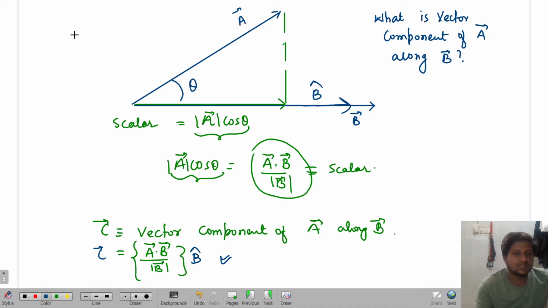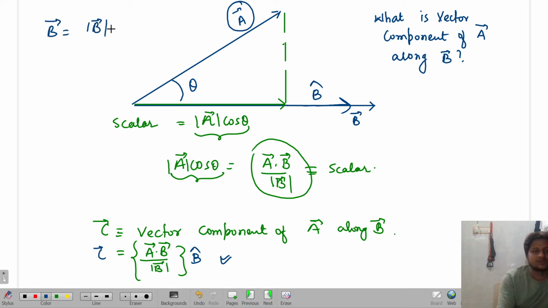So when you are taking it along another direction, you will not get the perfect answer, because you will get the vector itself. Try to understand what vector B is. Vector B is nothing but modulus of vector B into B cap. So I can write modulus of vector B as vector B by B cap. Yes or no? So 1 by vector B will become what? So I can write it over here.